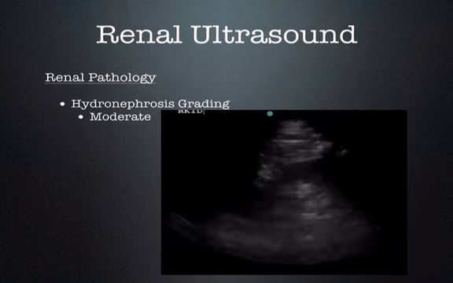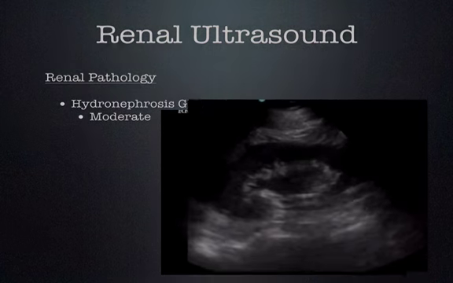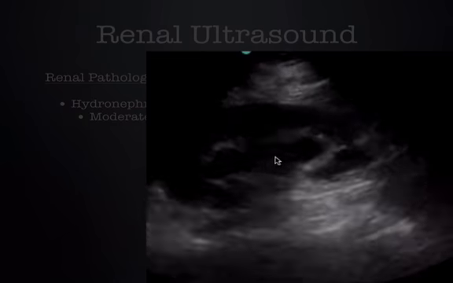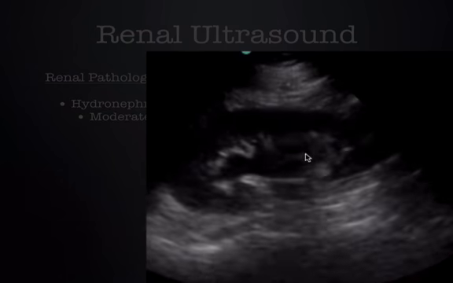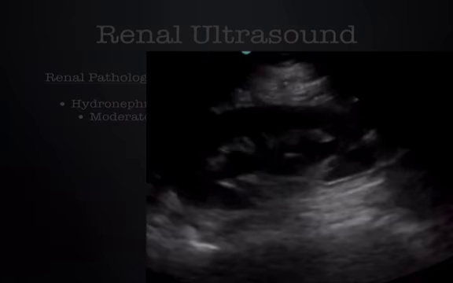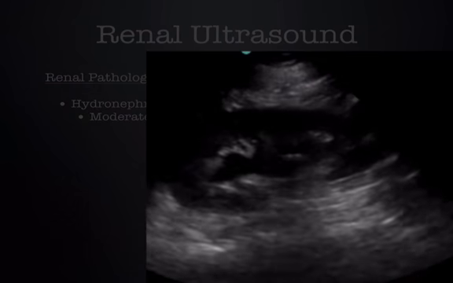In this example, you will notice even more dilation of the renal pelvis, with the early dilation of the calyxes and the pyramids as well. Note there is no thinning of the cortex in this example, which is the hallmark of severe hydronephrosis.